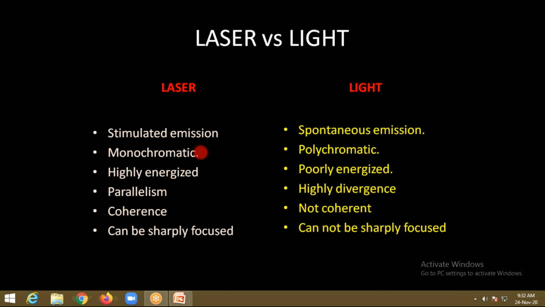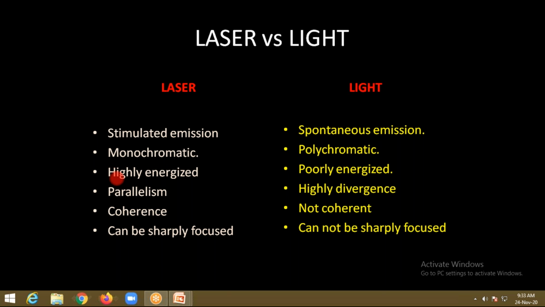It is monochromatic, which means a particular wavelength only is present. It could be 830 nanometers or 560 nanometers or 512 nanometers, but only one particular wavelength is present. Whereas light is polychromatic. You have all the different colors in the visible spectrum. VIBGYOR colors are there, and each one has a different wavelength. Polychromatic means violet, indigo, and so on.